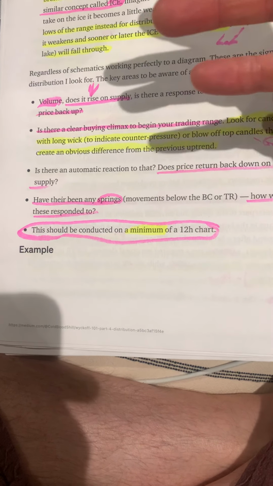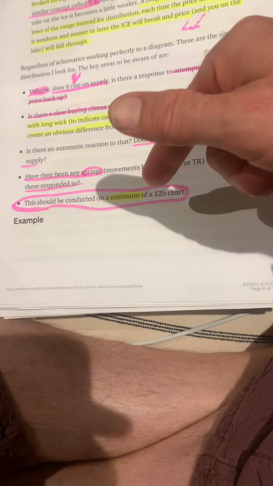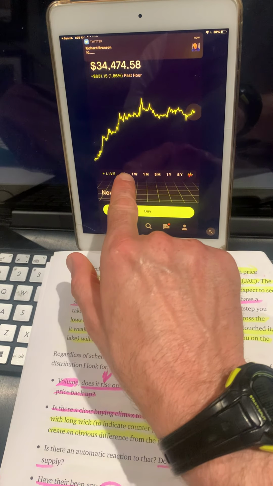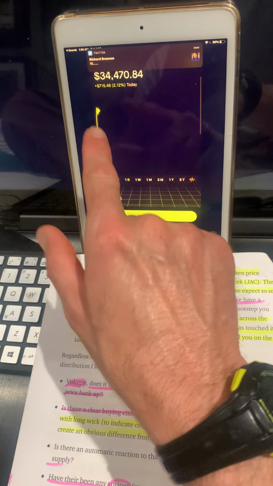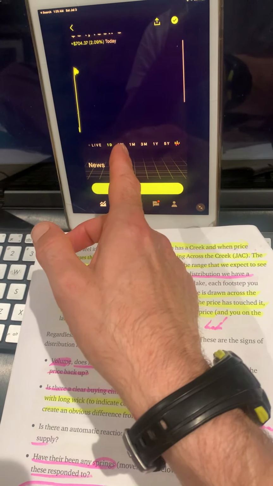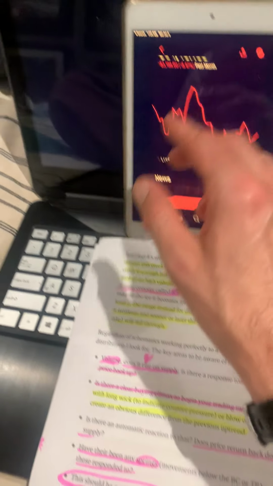If there was, how did they respond to it? This should be conducted on a minimum of a 12-hour chart. So do not go to live for your information, and do not go to 1 day. You're not going to get anything from that. All right, so go back to a week and then figure out something. But that's important.